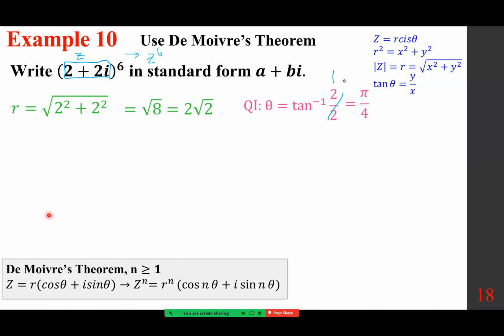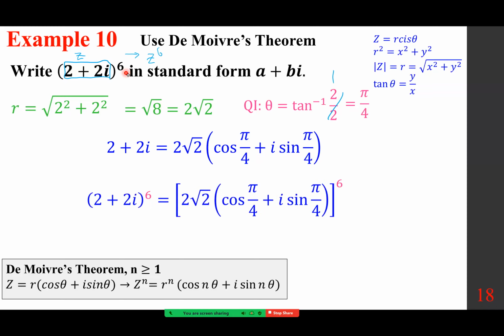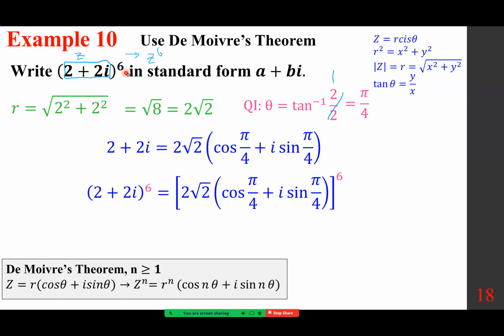Because tan of pi over 4 is 1. So we have z, 2 plus 2i, is r cis theta, 2 square root of 2, cis pi over 4. Cis pi over 4, we can write as cosine of pi over 4 plus i sine of pi over 4. Now we're going to raise it to the power of 6. We are going to use the De Moivre theorem.